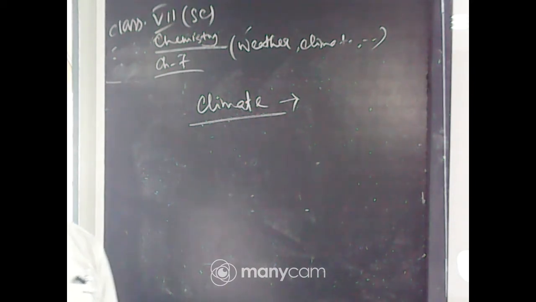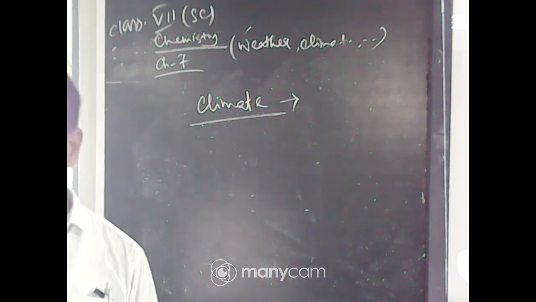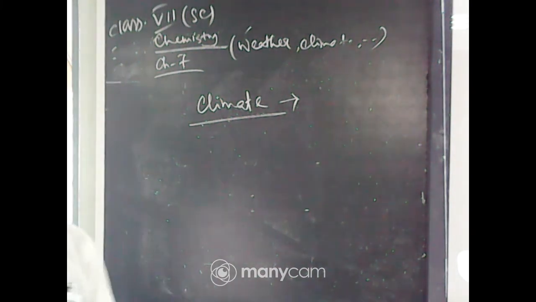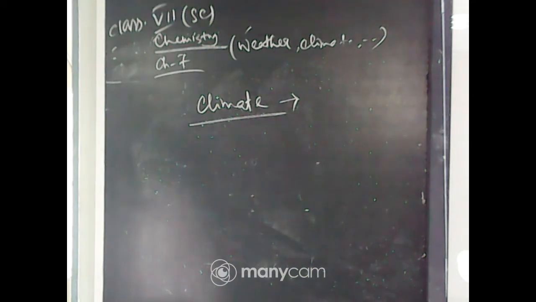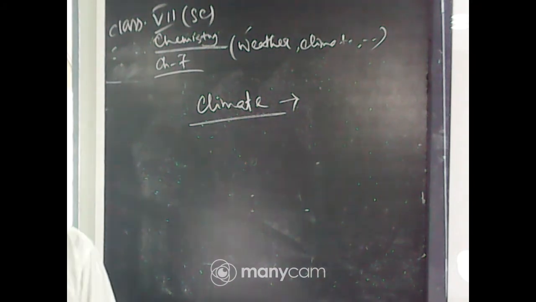Previously it was 34 years, but nowadays it is 25 years, because climates are changing frequently. For this reason, from 34 years it is now considered for 25 years only. So, the average pattern of weather recorded over a period of 25 years is called the climate of that place.